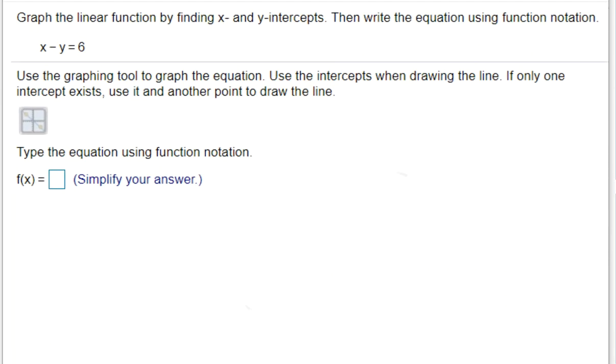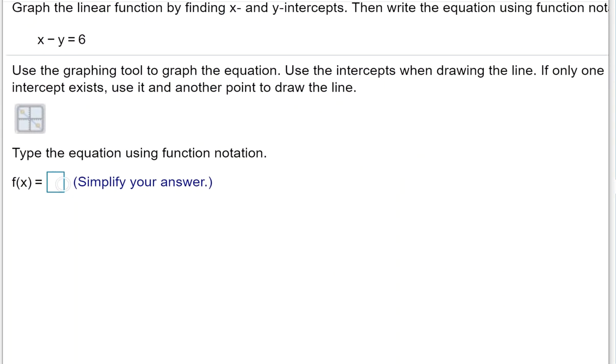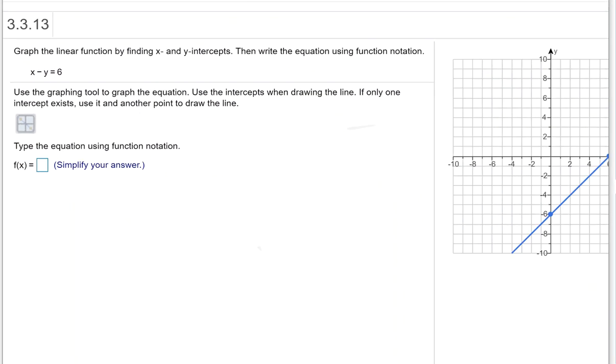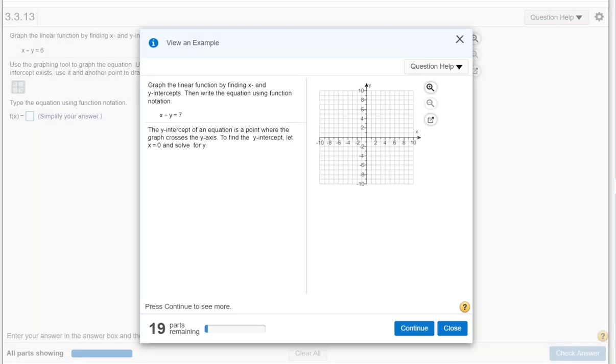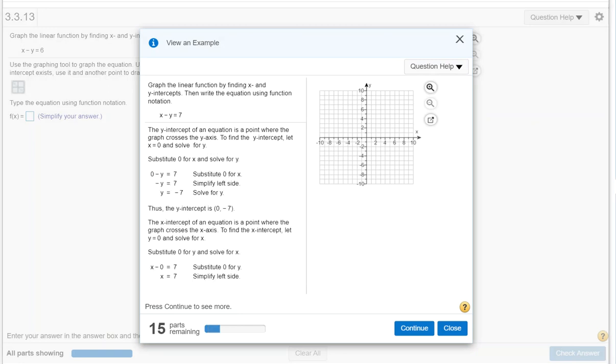So we've got a second component to this question too. It says type the equation using function notation. And we haven't talked about function notation in class yet, although it's something that should have been presented in your Algebra 1 course. But in the event that you've never seen this before, what I would recommend that you do is click on View an Example and let the MathXL guides help you through this particular problem.